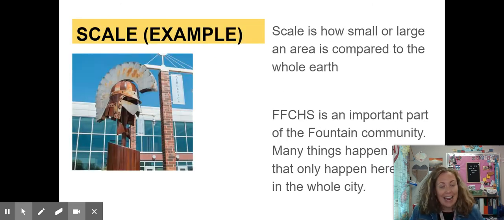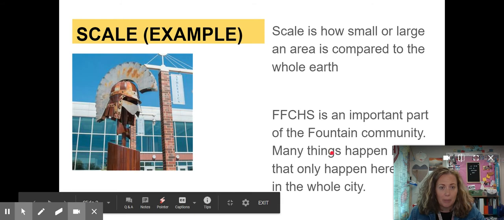All right, scale. Scale is simply how large or small the area that you're talking about is compared to the entire Earth. So scale can be tiny, tiny local scale, or you can be talking about something that happens on a global, all over the world scale. So the example I chose for this one is our beautiful Fountain Fort Carson High School.